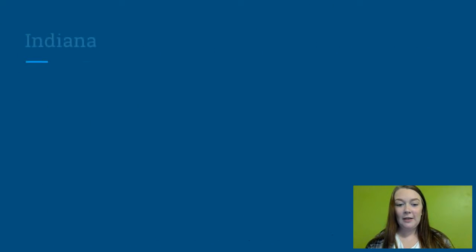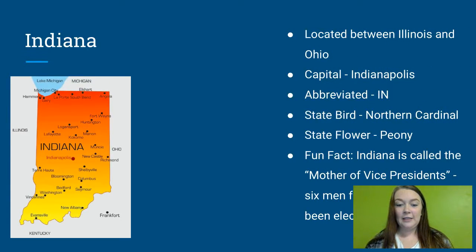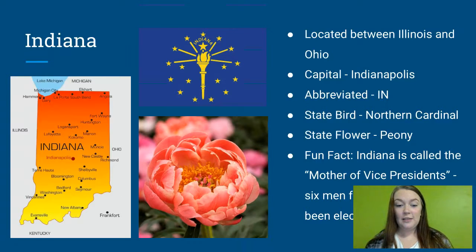Next, we'll be talking about Indiana. Indiana is located between Illinois and Ohio. The capital of Indiana is Indianapolis. Indiana is abbreviated to IN. The state bird is the northern cardinal, and the state flower is a peony. A fun fact about Indiana is that it's called the mother of vice presidents, because 6 men from Indiana have been elected vice president, including our current Vice President, Mike Pence.